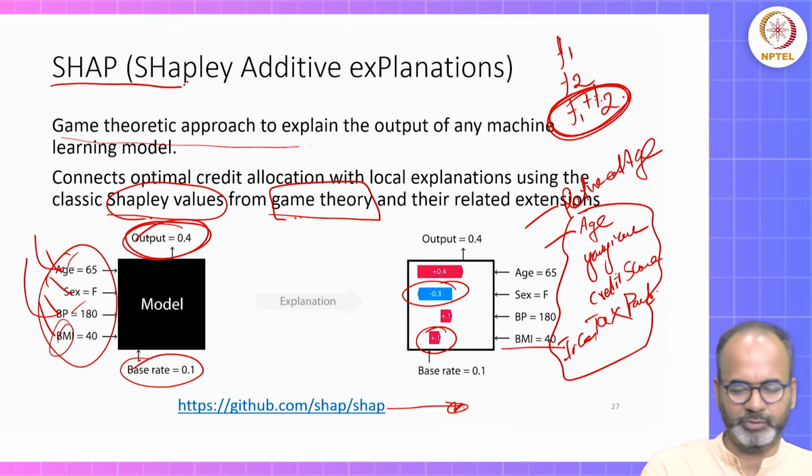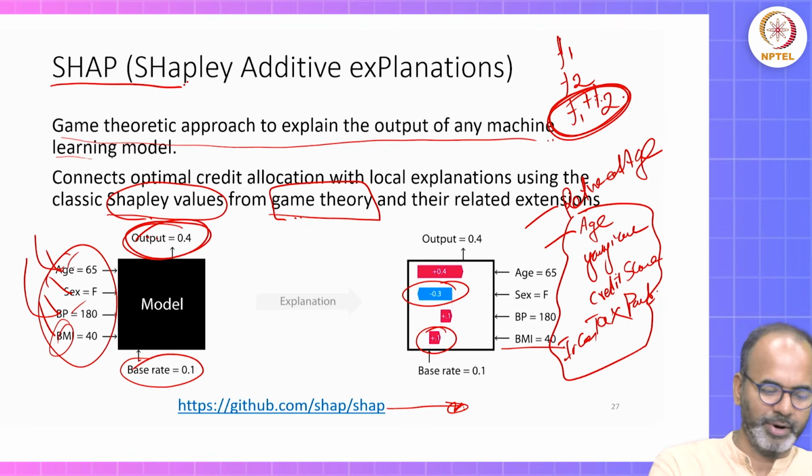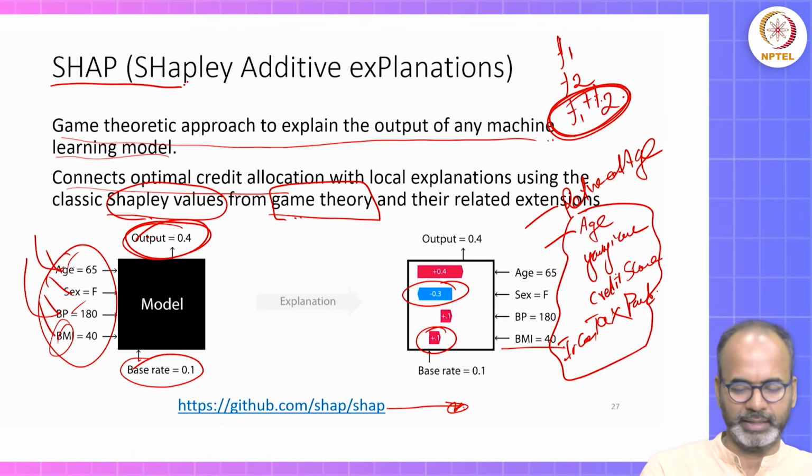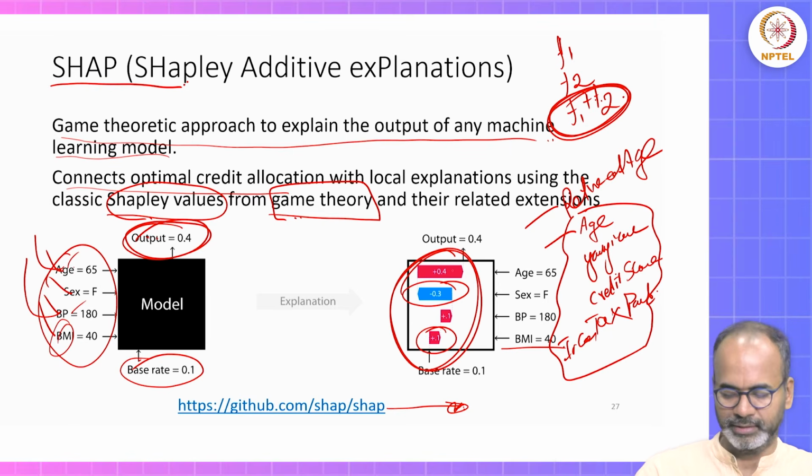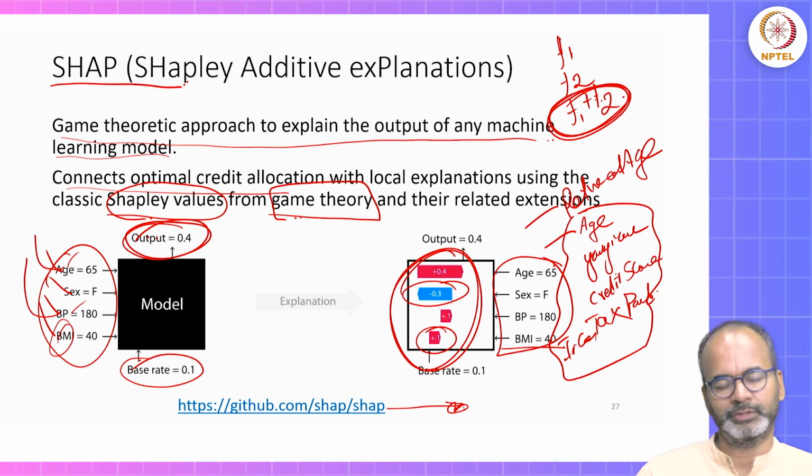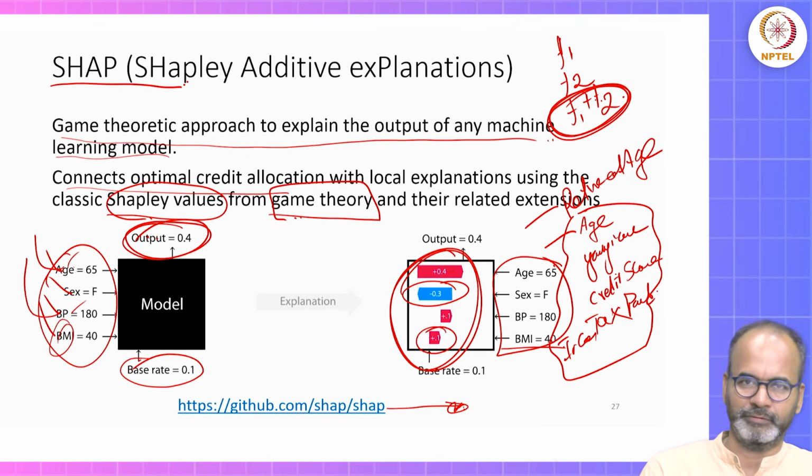It's a game theoretic approach to explain the output of any machine learning model, connects optimal credit allocation with local explanations using the Shapley values. So that's what this is. It uses the features, and it uses the linkages between the features also to decide how much it is affecting the final outcome of the model.